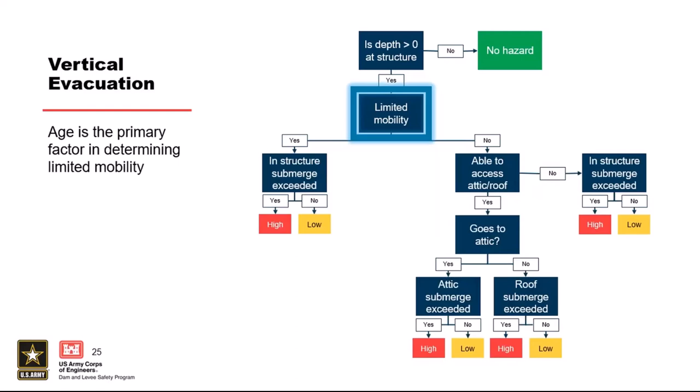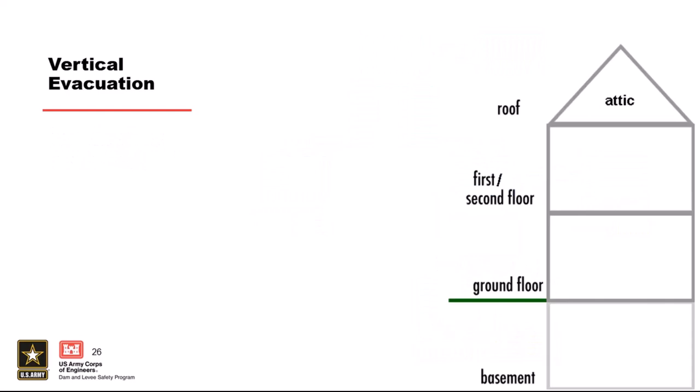One of the major factors in people's ability to vertically evacuate is whether you have limited mobility or not. If you're able-bodied, you're much more likely to be able to get up on furniture, get up into an attic, get up onto a roof. So that's a real factor in determining where people can go. In this little example, we assume in LifeSim that everyone can get up to the top livable floor of their house, of their structure. And then we test if they can get up into their attic or not.